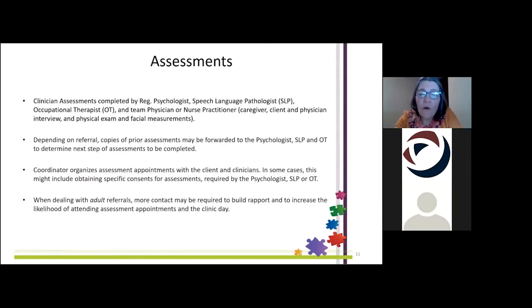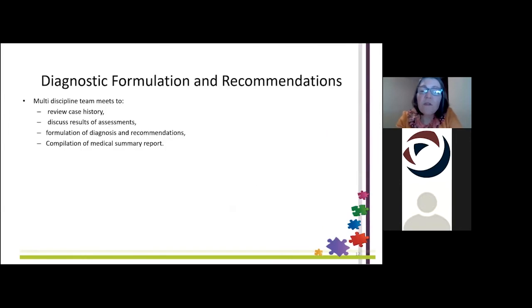The coordinator organizes all of the assessment appointments with the client and clinicians, and this can be daunting in some cases, given the availability of the client and the capacity of the clinicians doing the assessments. In each case, some of the clinicians do require their own consents prior to doing the assessments. It should be noted that when dealing with adult referrals, more contacts might be required to build rapport and to increase the likelihood of attending the assessments prior to the appointment day.